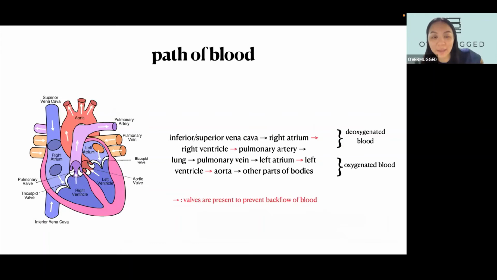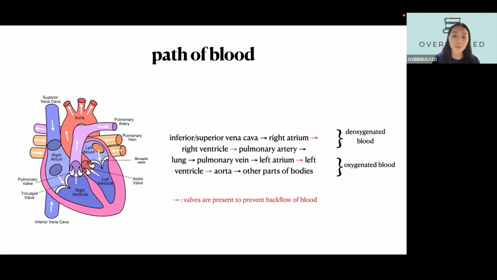So for the path of blood, of course, this is not the only path. It can start at any point, but this is just a general way that I remember the path of blood, right? It all starts with all the deoxygenated blood returning to the right atrium via the vena cava. There are inferior and superior vena cava. Basically, the inferior one is below the heart, and the superior one is above the heart.